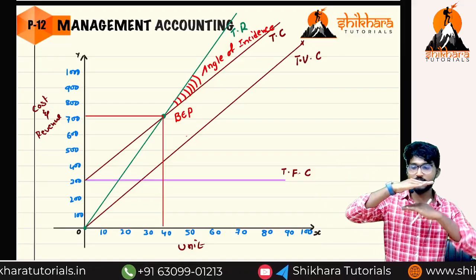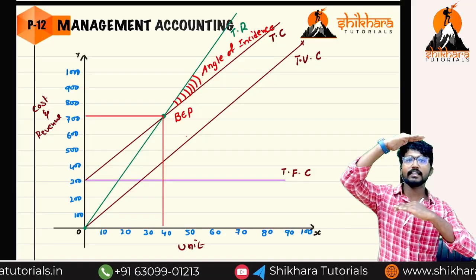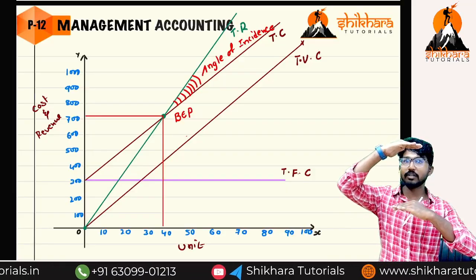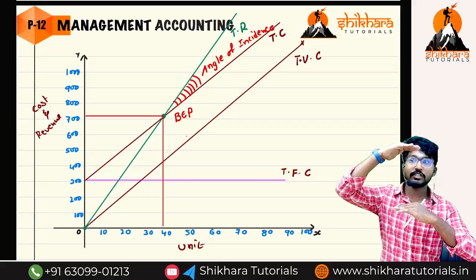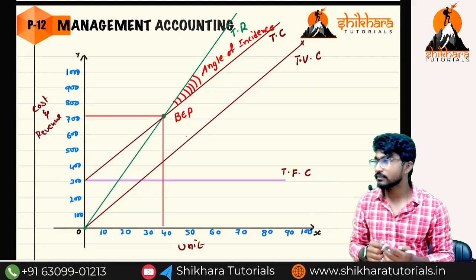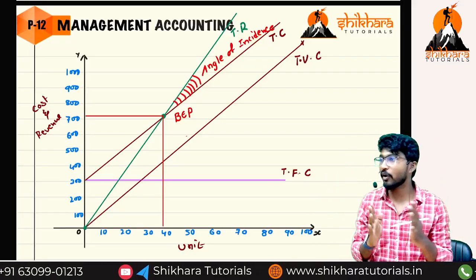Now this is the selling price, this is the variable cost. If selling price increases, the gap between selling price and variable cost is increasing. That is nothing but contribution increasing. If contribution increases, break even point decreases.